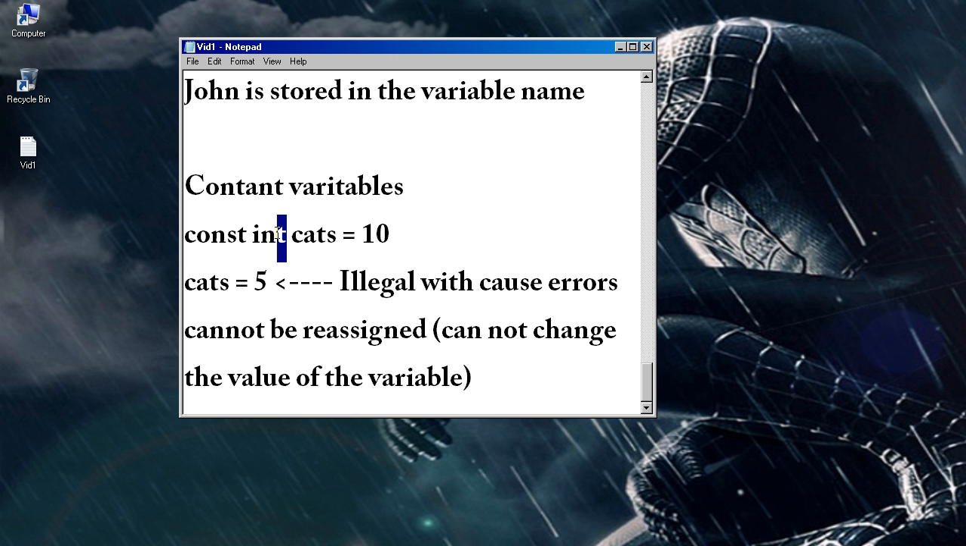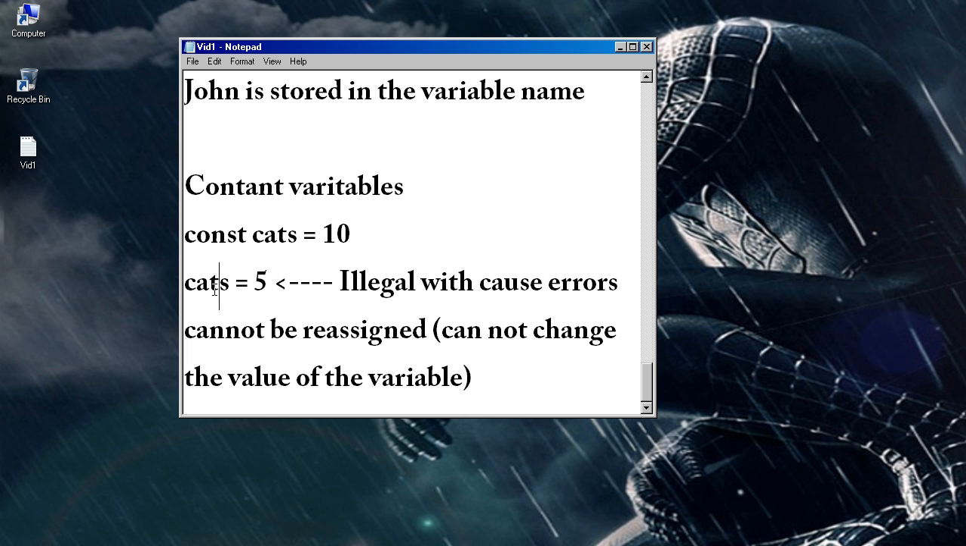So if I just took this int out, it would be pretty much like what you were seeing before, except now it has the keyword, a computer language word, const, C-O-N-S-T. This is how it's used in C++. And then the variable name cats. So in other words, cats equals 10 and will not change from that value. It will always equal 10.